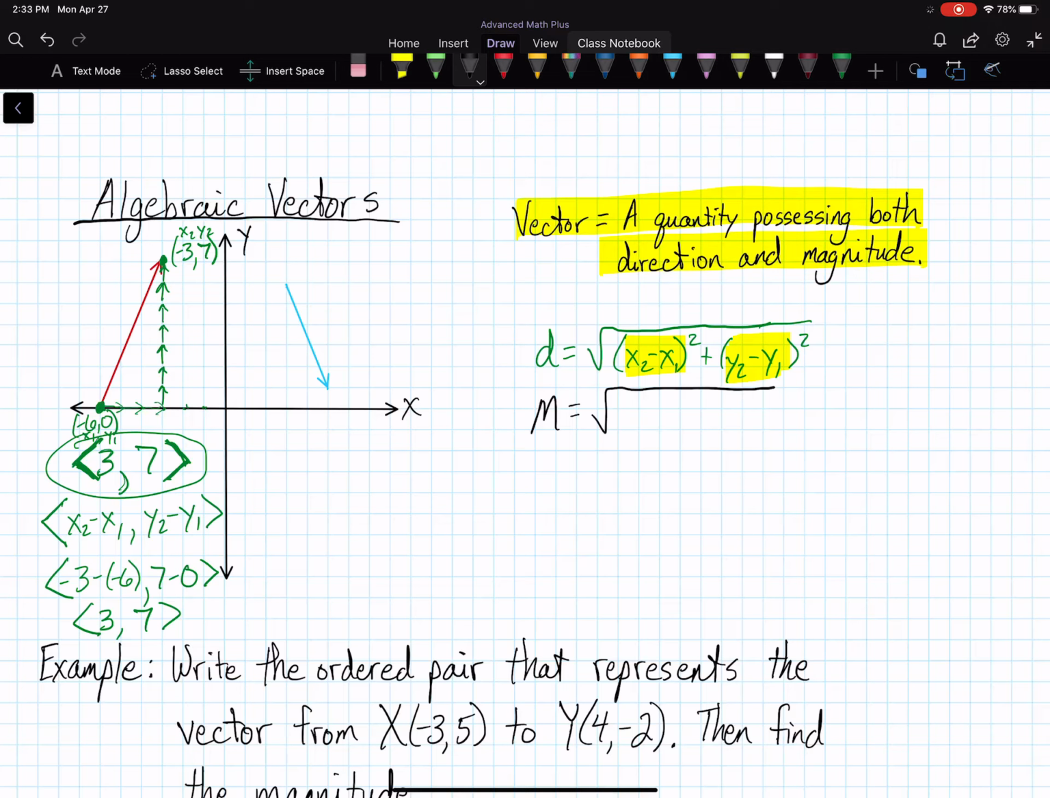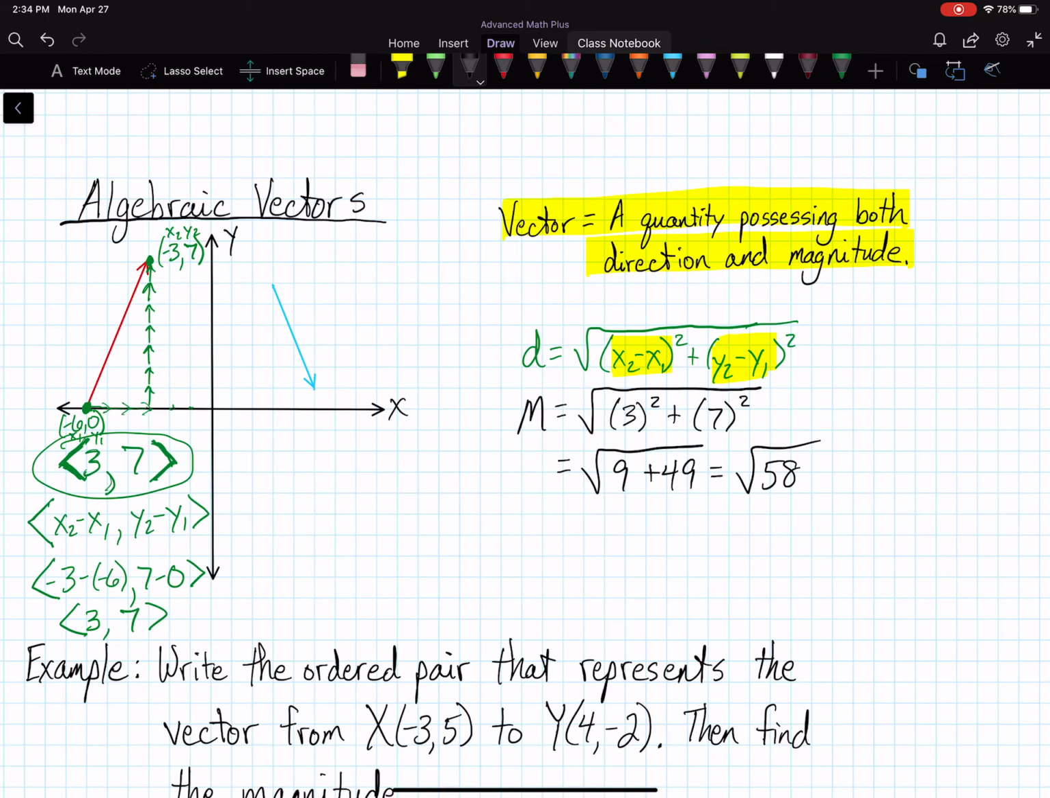So basically you take your vector, which we've got was 3 and 7. We already did the inside. And we add them up and take the square root. So 9 plus 49 is the square root of 58. And so 58, I don't think can be reduced, so you can just leave it as square root of 58. So that would be your magnitude. So <3, 7> is my vector, and my magnitude is square root of 58.